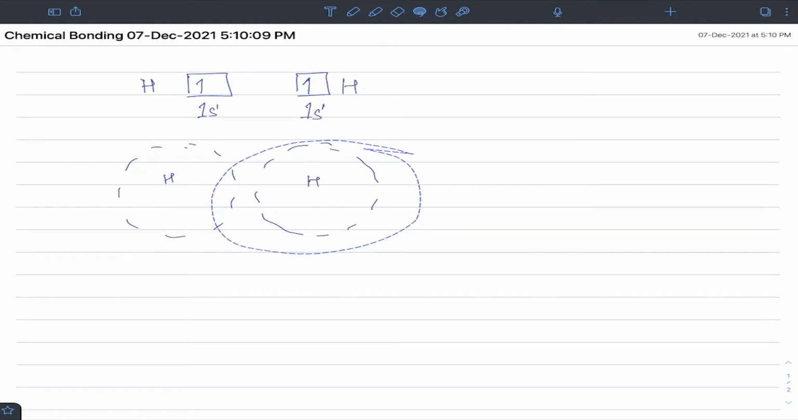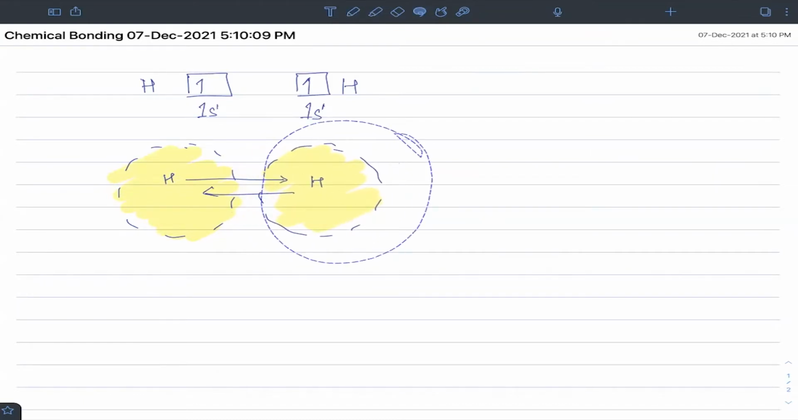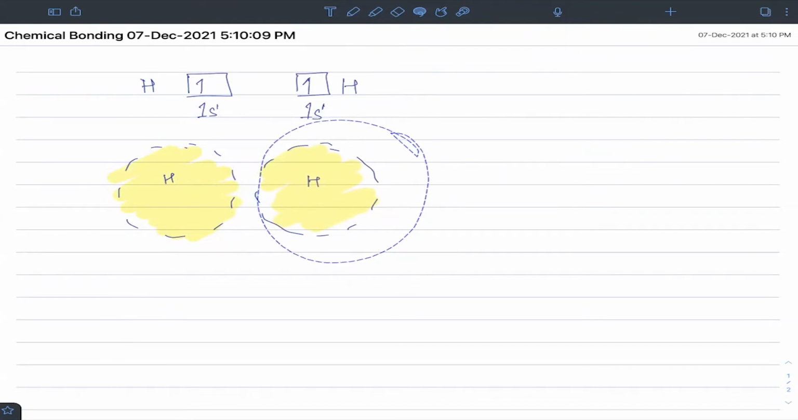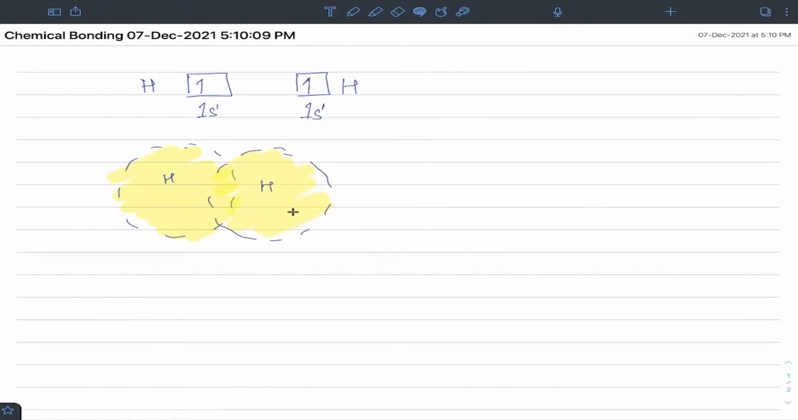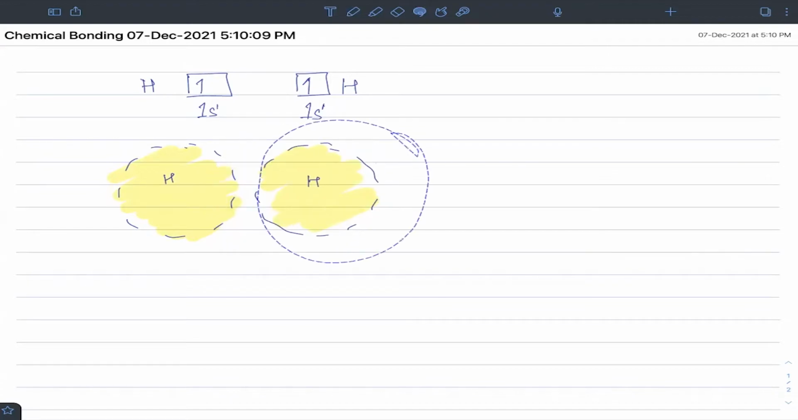But then another thing happens. Remember that this cloud is negative and this cloud is also negative. So the hydrogen nucleus here is pulling on these electrons as well. Sure, it's pulling on its own electrons, but it's also pulling on the other electrons. And this hydrogen is also pulling on these electrons. So what happens? They start to come even closer together now. So they will do the same thing. It tries to come close together again. Then it tries to come even closer.